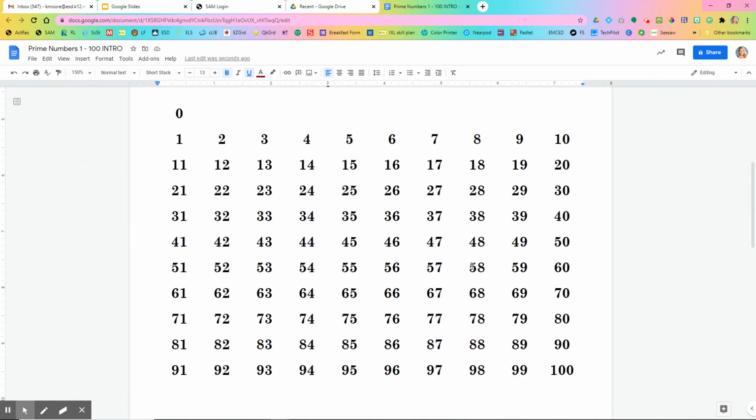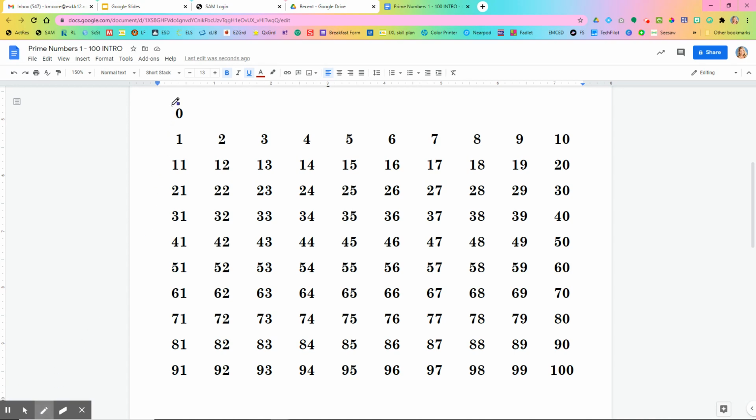Okay, so what I'm going to do is I'm going to mark off the numbers that are composite, and I'm going to circle the numbers that are prime. Colby, you can do this with me since you have yours. So let's take a look.